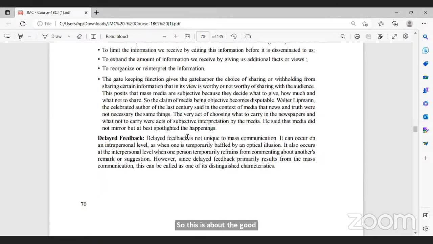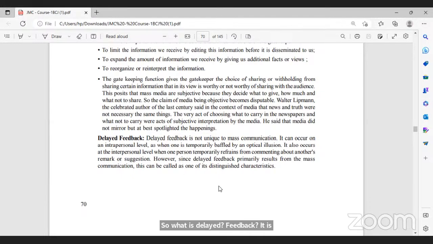Then, as I told you, the difference between communication and mass communication is the feedback mechanism. An effective communication always has a properly laid feedback mechanism. But in mass communication, though we have feedback, it might be delayed feedback. So what is delayed feedback?